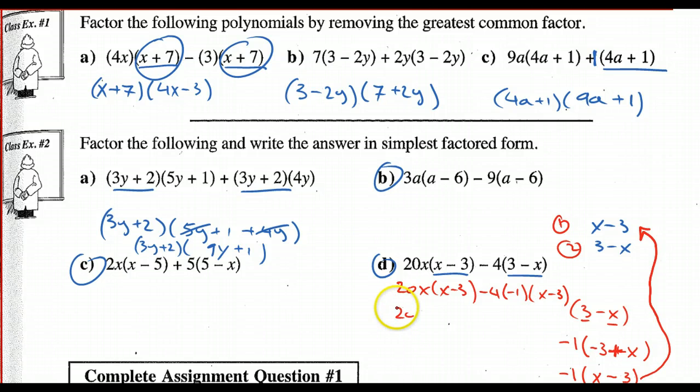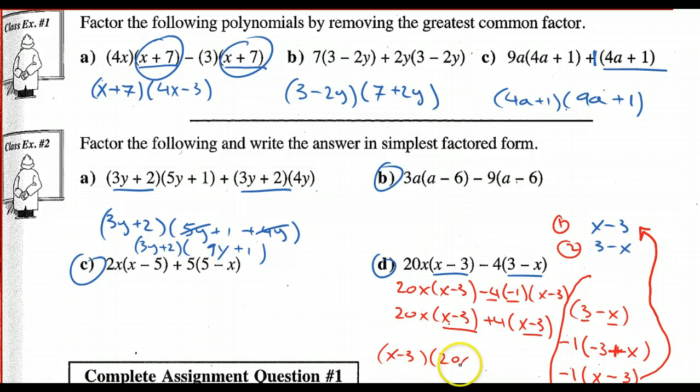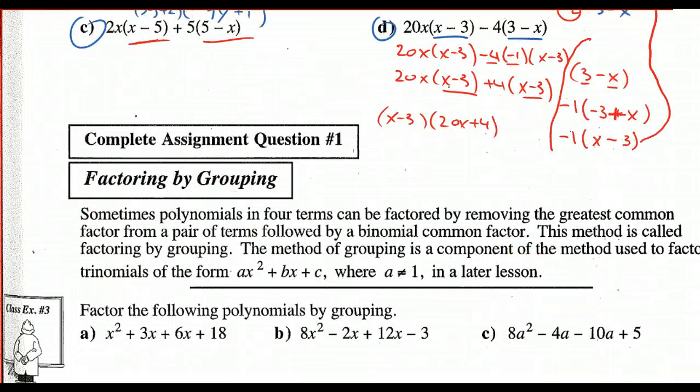Let me rewrite this now as 20x minus 3, and negative 4 times negative 1 is just positive 4, x minus 3. And now, because they're the same, I can take out the x minus 3, and I'm left with 20x plus 4. So that's a common strategy you can use to make your factors the same. You'll have to do the same thing for this one over here, for the 5 minus x and the x minus 5.